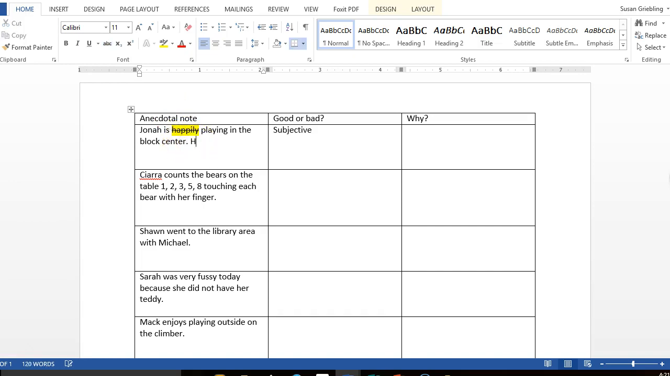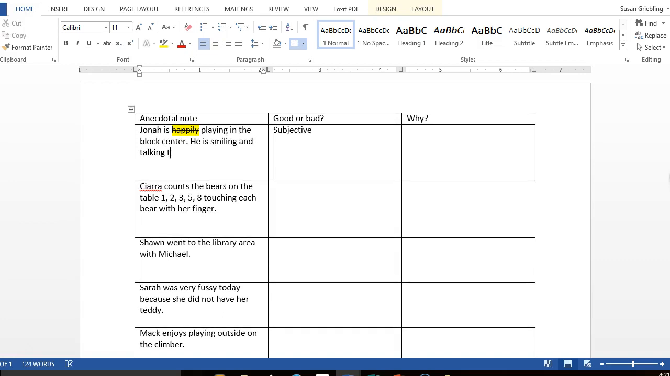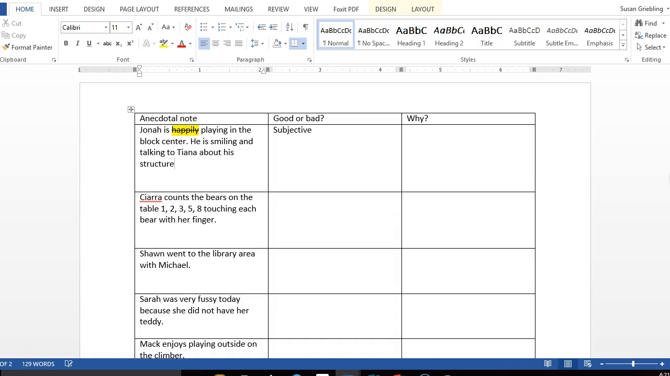He is smiling, so that gives us a little bit more objective terminology to use. So he's smiling and talking to Tiana about his structure. All of that kind of tells me that he is happy, and maybe that will be one of my interpretations of this. But at this point, I want to keep my anecdotal note very objective, and I just want to record the facts of what I see and what I hear. So let's look at the second one.